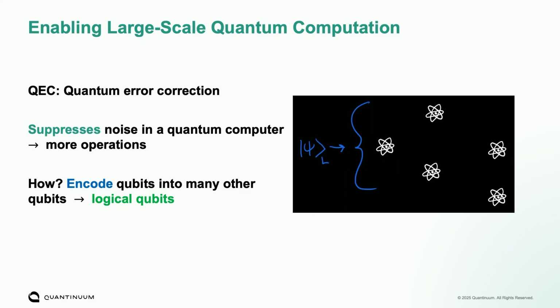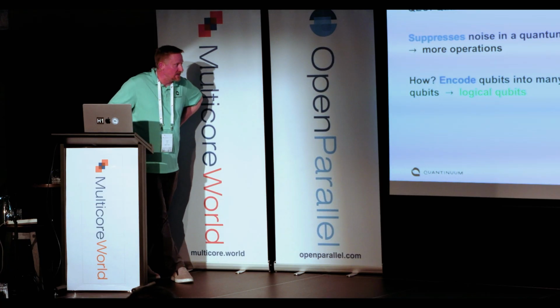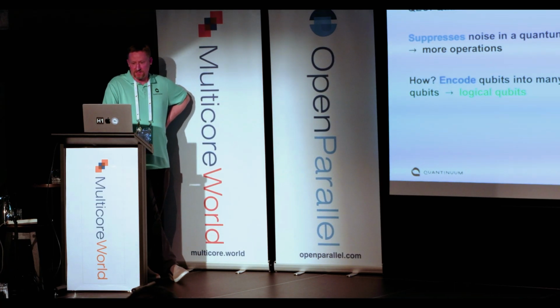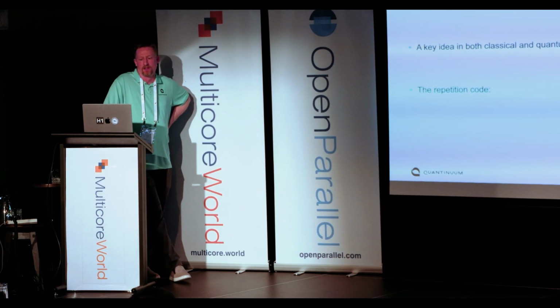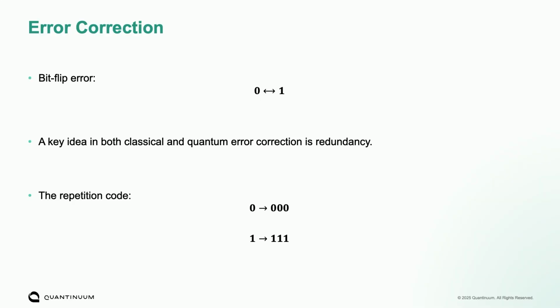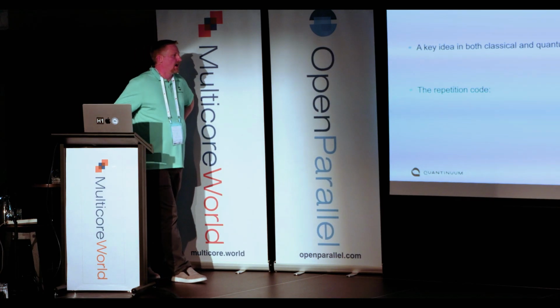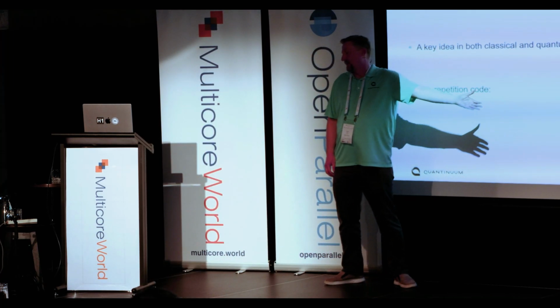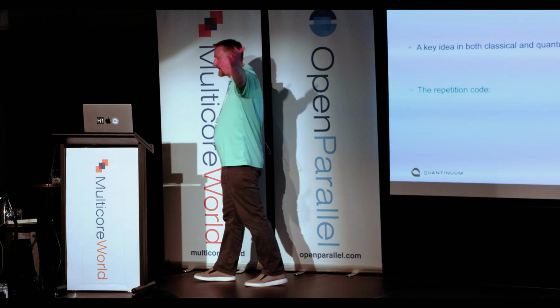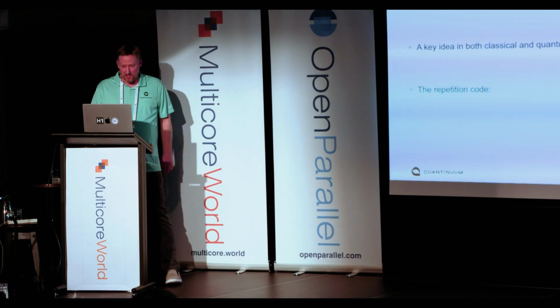So you encode qubits into many qubits, and these are called logical qubits. This is similar to classical error correction. You just have redundancy, right? There's the repetition code to guard against a bit flip error. A 0 can randomly turn into a 1, but if you encode that 0 into 3 zeros and the 1 into 3 ones, for a single error you just do a majority vote, right? And if you want to correct for 2 errors, then you add more bits to your repetition code.